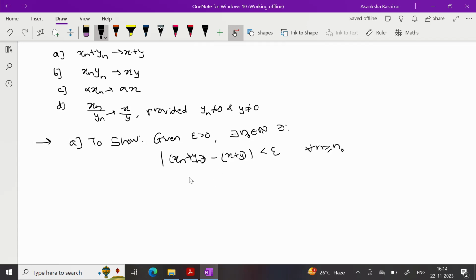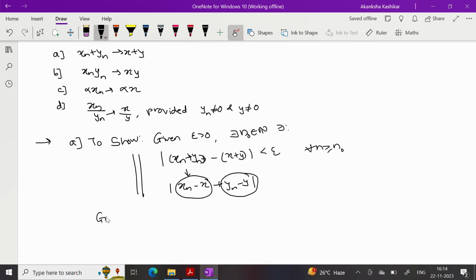So what can we do about this? This could be rewritten as xn minus x plus yn minus y, and then triangle inequality gives me a way to separate this. And further, I know that xn converges to x, yn converges to y. So if I can make this difference, of course in modulus, smaller than epsilon by 2, and if I can make this difference in modulus also smaller than epsilon by 2, then their addition will be less than epsilon. Okay, so that is what we will do. As I said, this was background thinking. Now let us write the formal proof.